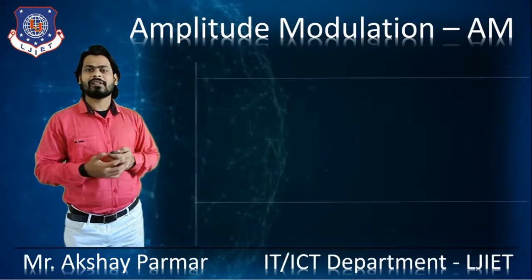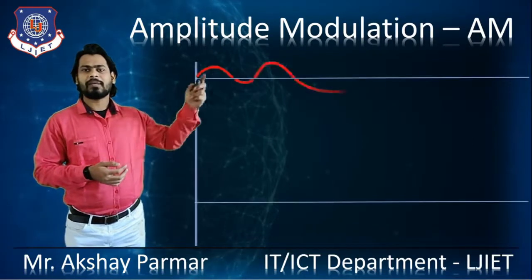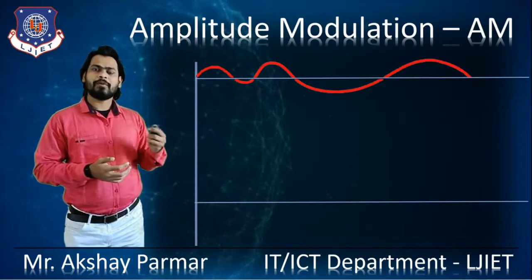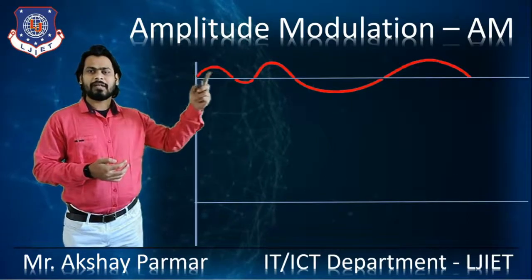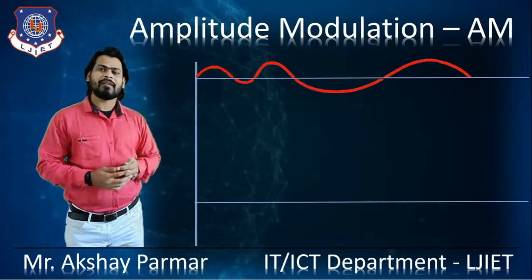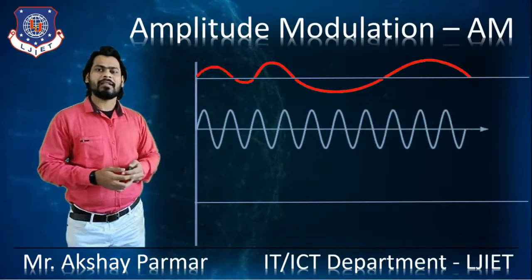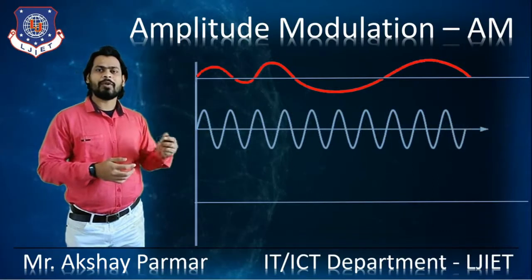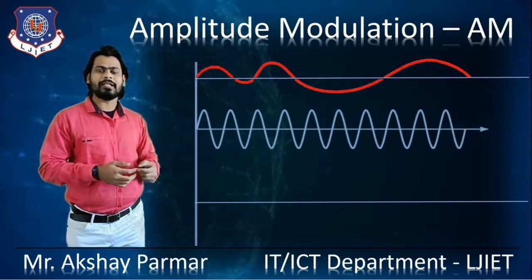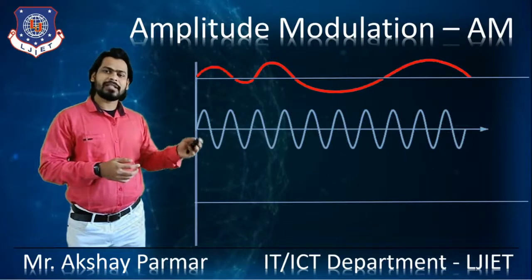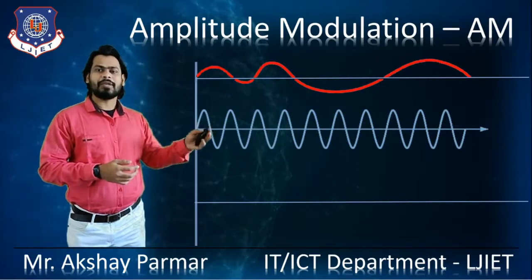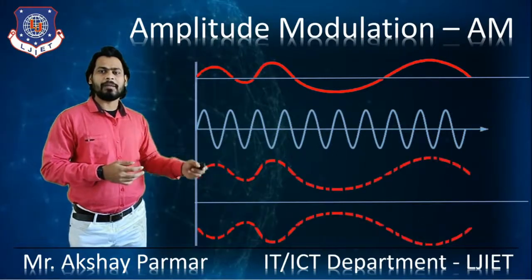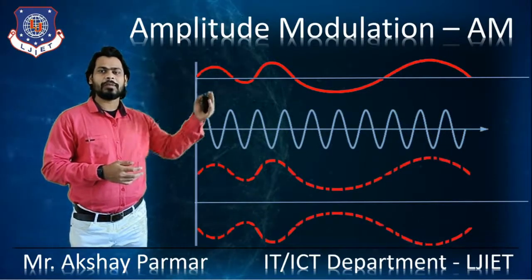So let's see how it's done. This is our input signal on which we are trying to apply amplitude modulation. After that we pass in one carrier signal, and we apply the amplitude modulation technique on these signals. This is the carrier signal. We are changing its amplitude in accordance with this input signal, so its amplitude will follow this input signal.